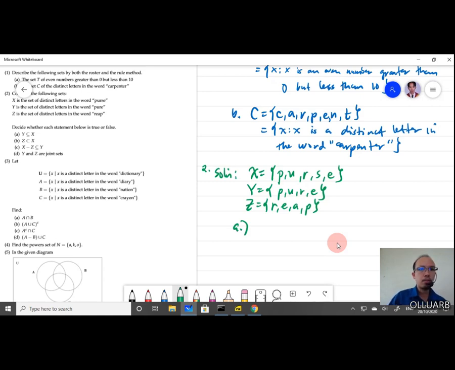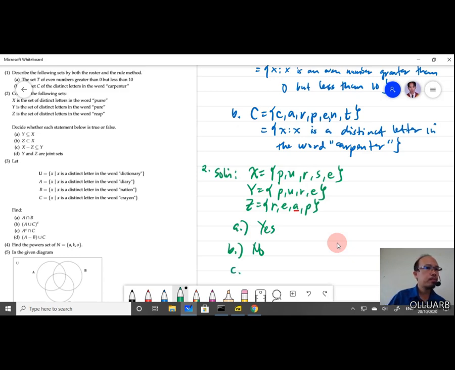Okay, so for question 2a, Y is a subset of X. That means all the elements of Y are also elements of X. So we have B, U, R, E. So the answer is yes. For letter b, Z is a subset of X. R is also an element of X, E, A. A here, as you can see, is not an element of X. So the answer is no.